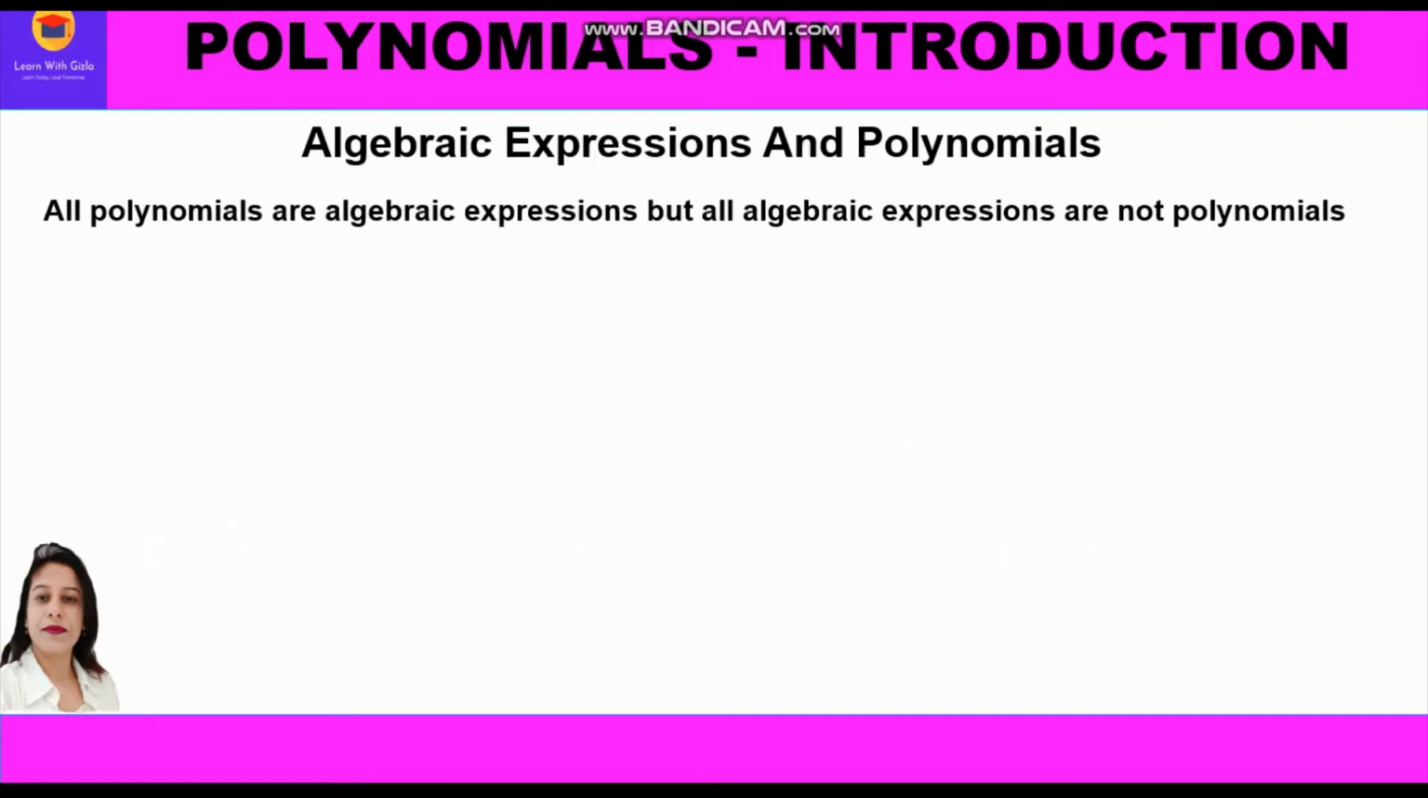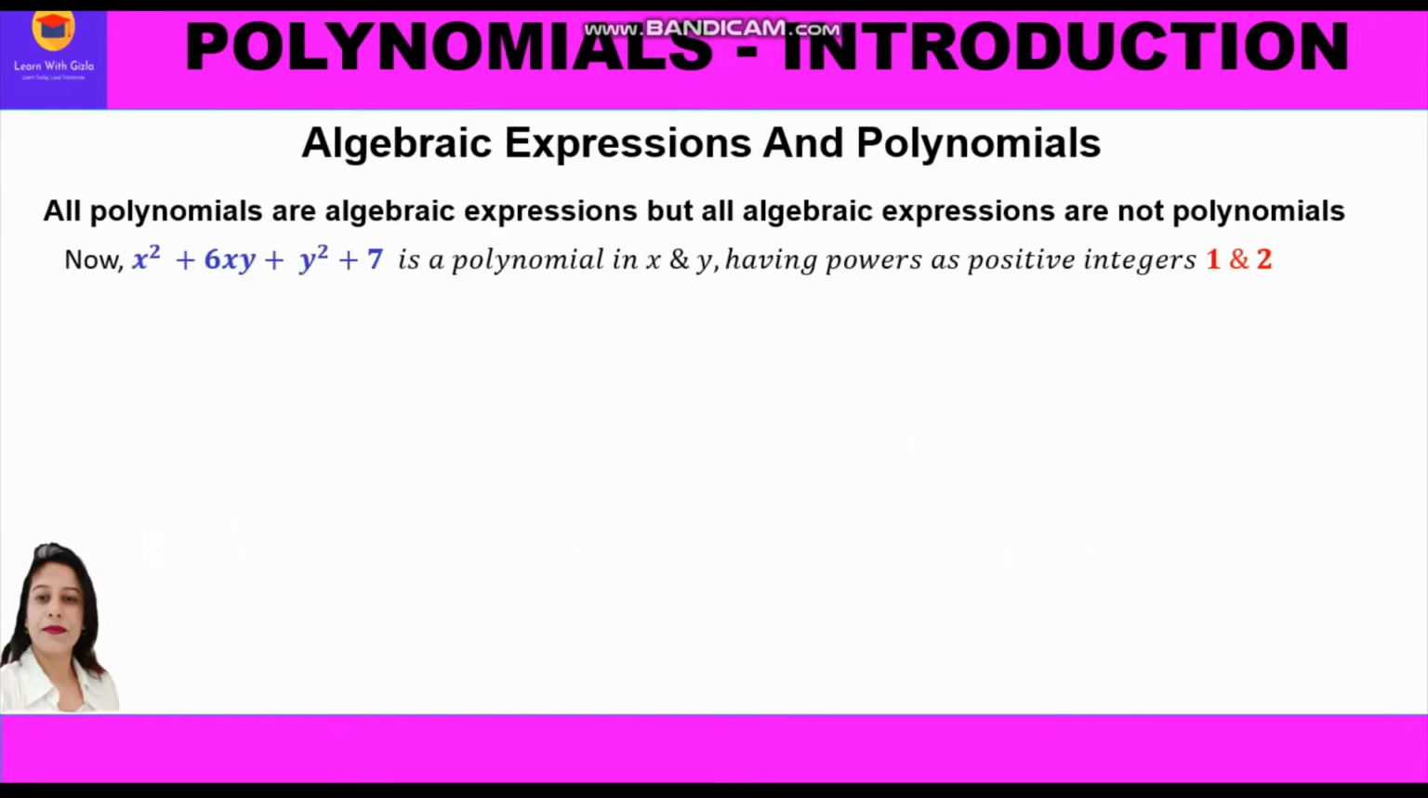Now we shall study the difference between polynomials and algebraic expressions. We can say all polynomials are algebraic expressions, but all algebraic expressions are not polynomials. Why? Because algebraic expressions use four mathematical operations, whereas polynomials use three. In algebraic expressions we can have any exponent as the power, whereas in polynomials there is a restriction. We can have only non-negative integers as the power.